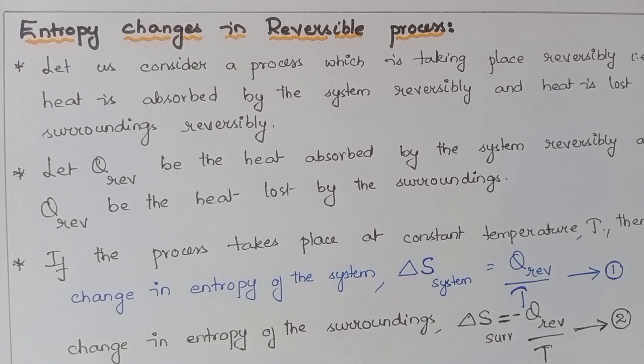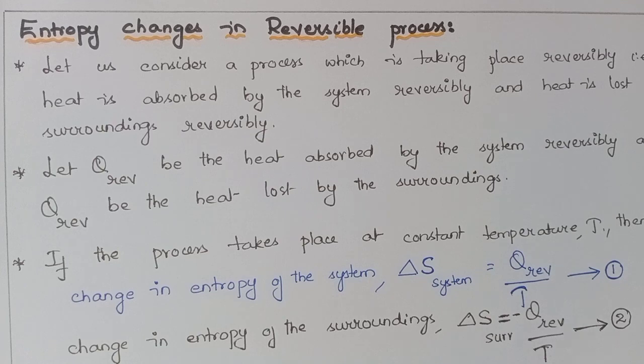Now, let us consider that a process is occurring reversibly. What is the meaning of a process taking place reversibly? It means heat is absorbed by the system reversibly and heat is lost by the surroundings reversibly. So whatever heat is lost by the surroundings, all that heat will be taken up by the system. You know that the system is surrounded by surroundings, right, students?